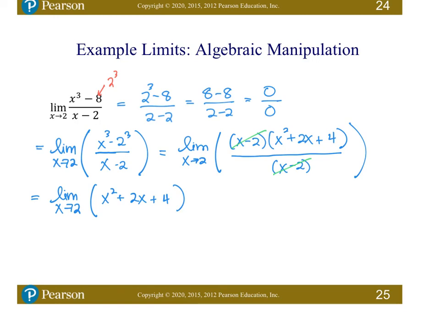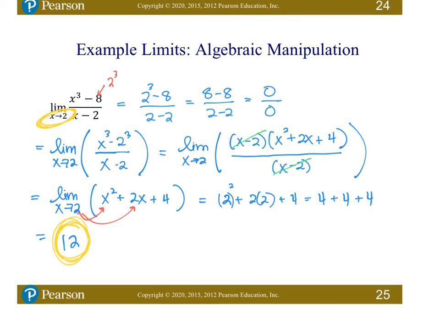Now I can go back to substituting, and I'll take my 2 and I'll substitute. So now I don't need limit or parentheses anymore. 2 squared plus 2 parentheses 2 plus 4. That's 4 plus 4 plus 4. And so the answer is 12. So what this means is that when x approaches 2, this function y value is approaching 12. It won't get there, but it will approach and be very, very close.